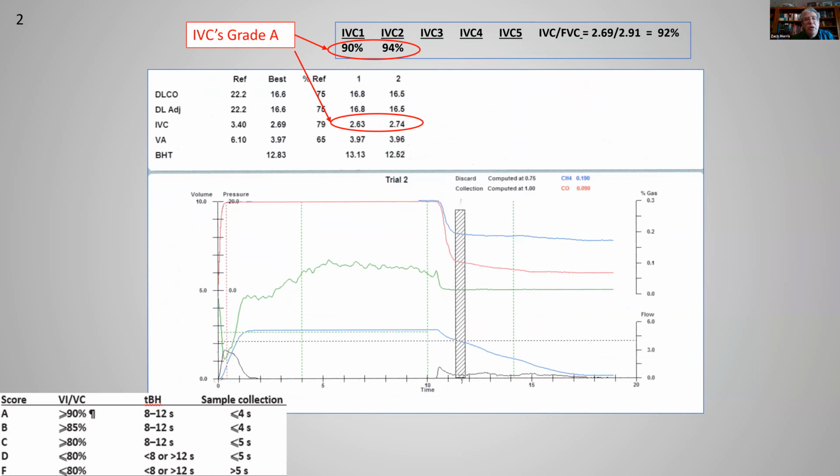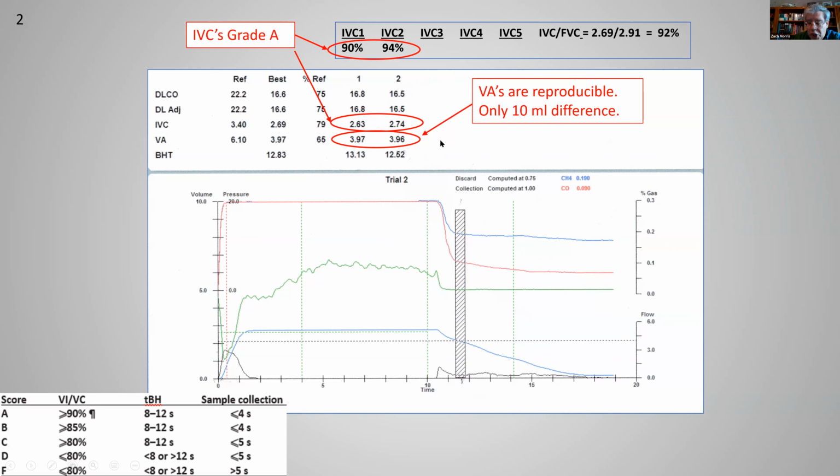Another quickie here. Okay, the IVCs look like a grade A test here, right? We have a 90% and 94%. Okay, that they average to 92. Looks pretty good there. But unfortunately, the alveolar volumes are all within 10 milliliters, so that looks pretty good too. They're really close to each other.